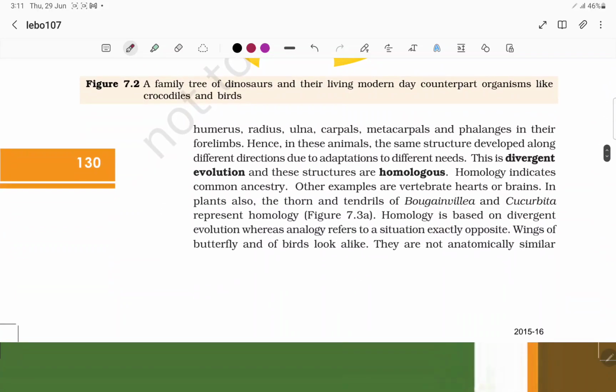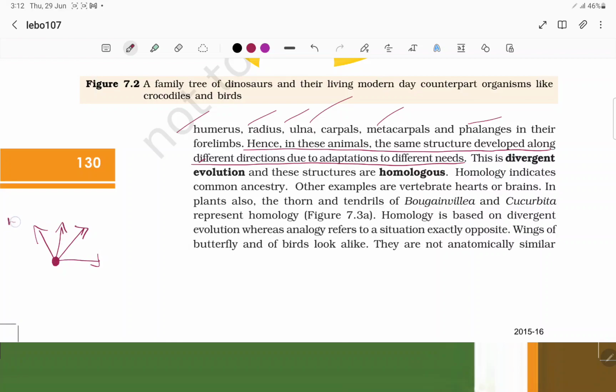And we have already seen whale, bat, cheetah and humans. All will have the same type of humerus, radius, ulna, carpal and metacarpal arrangement, even the phalanges on their forelimbs. Hence the animals have the same structure, but they do different functions, right? Due to adaptation to different needs, this is called divergent evolution. For example, it originated from the same point, meaning the same type of organs, but doing different functions.